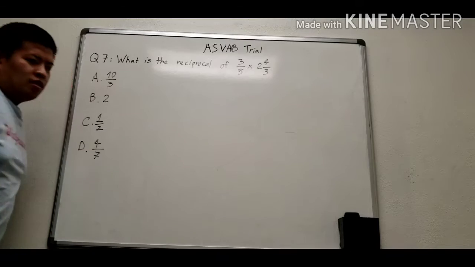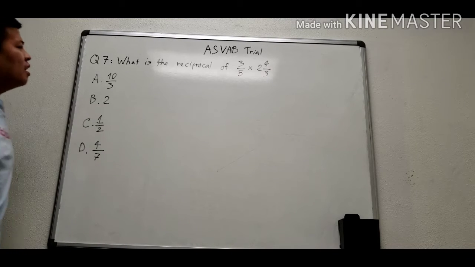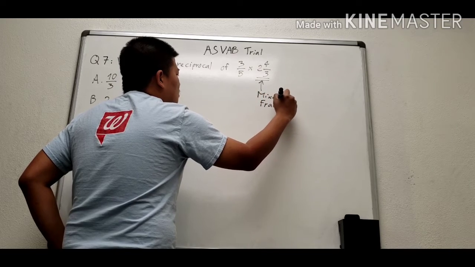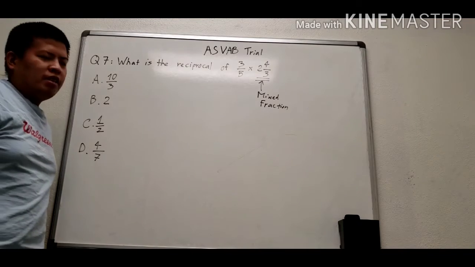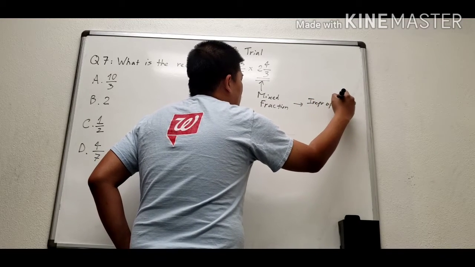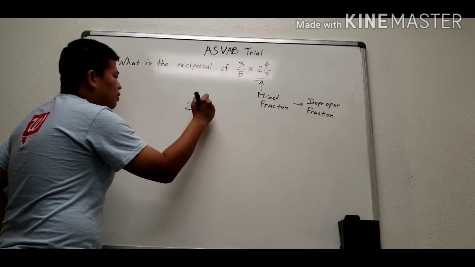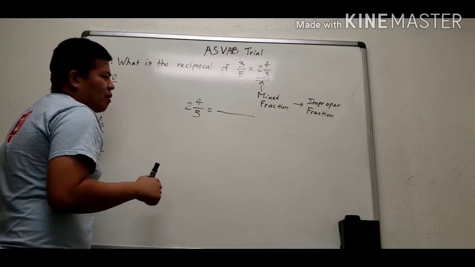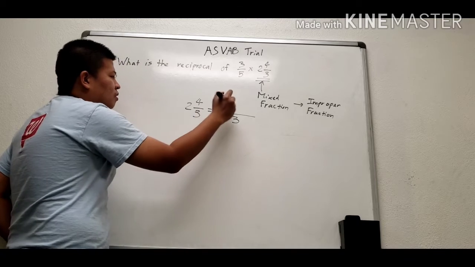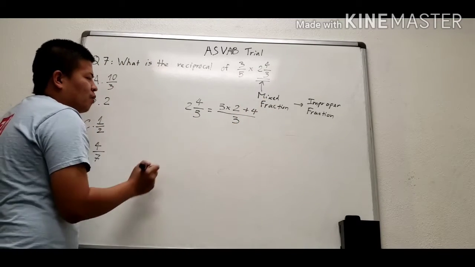Now question number 7: what is the reciprocal of 3 over 5 multiplied by 2 and 4 over 3? Here we have a mixed fraction. To do the reciprocal, you need to transform the mixed fraction into an improper fraction. We have 2 and 4 over 3. We keep the 3 in the denominator, and then multiply by 2 plus 4, because this is the formula of the improper fraction.